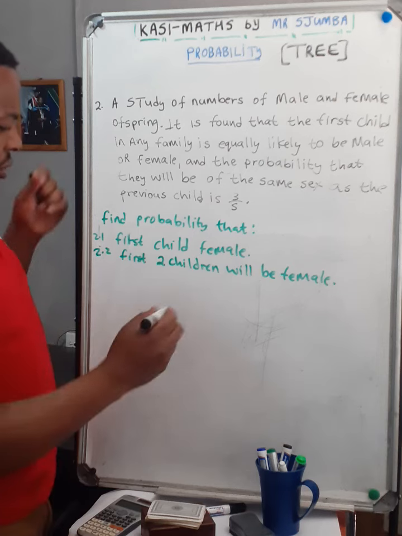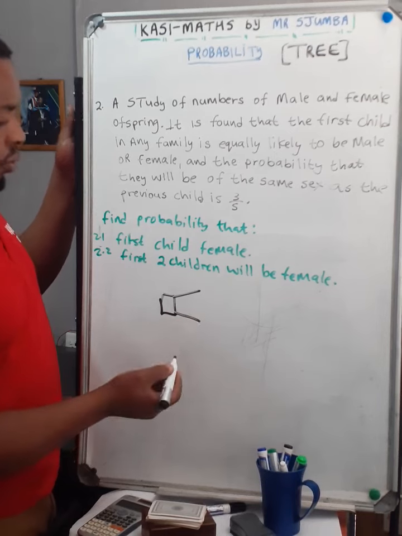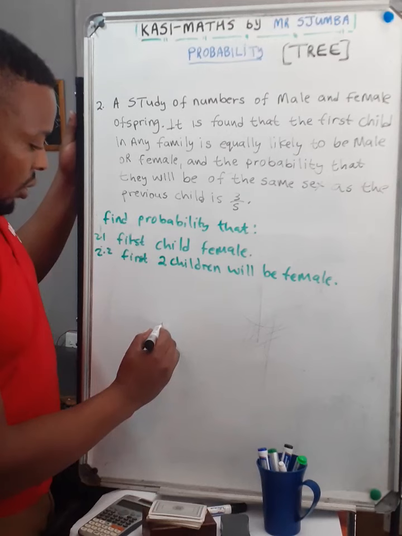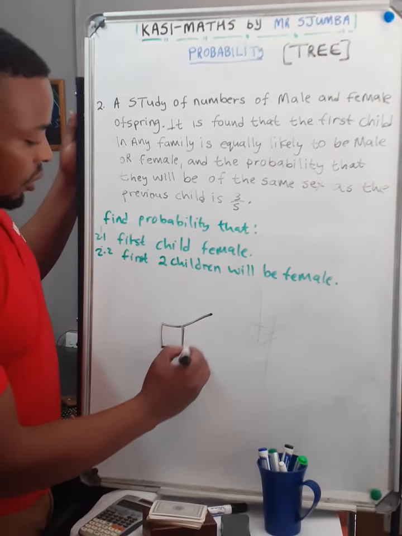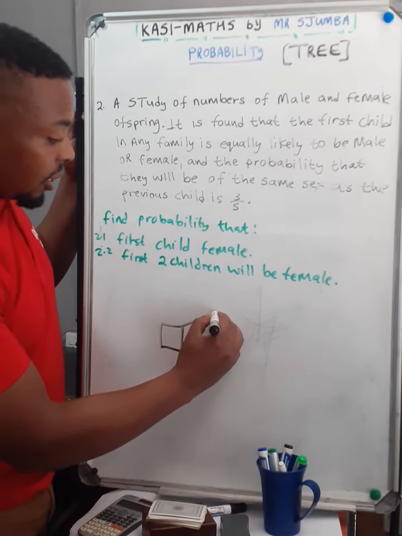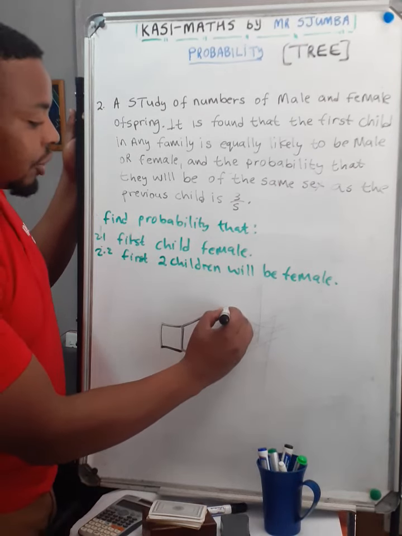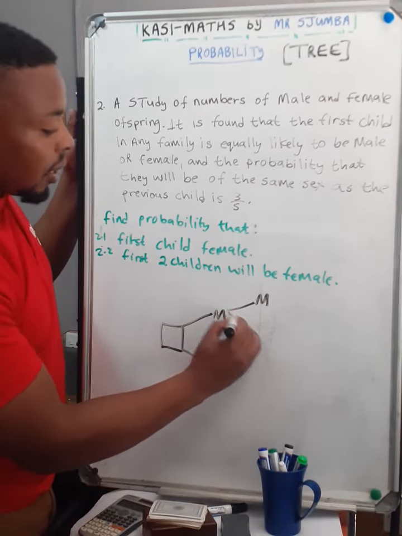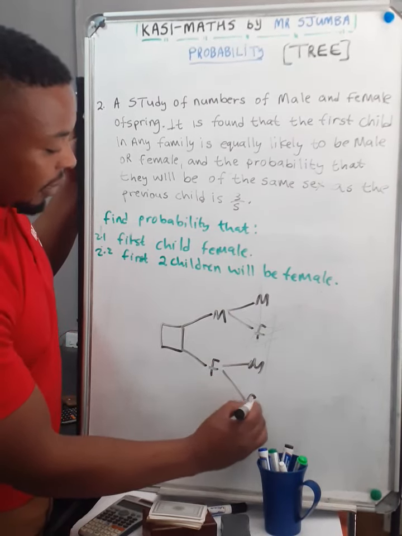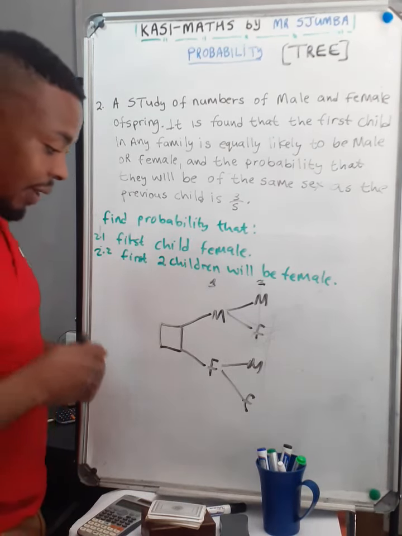Okay, so I think we should draw a tree diagram for this one, just to be sure. So the first event will be the first child. The first child will be male or female. Then the second child will be male or also female. So this is the second event, this is the first event, right?